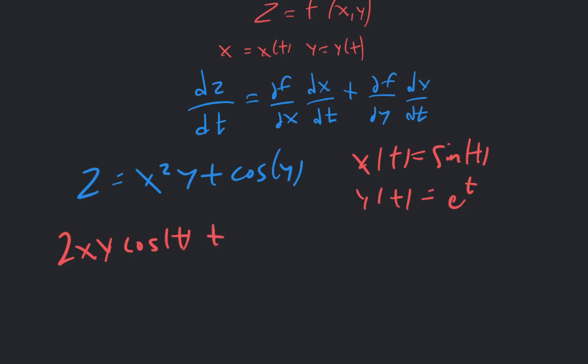And then we have to add the y terms, so differentiate with respect to y, so we get x squared plus sine of y, my mistake, minus sine of y. I always forget this, minus sine y. And then we want to multiply by dy by dt. Differentiating that, we just get e to the t.